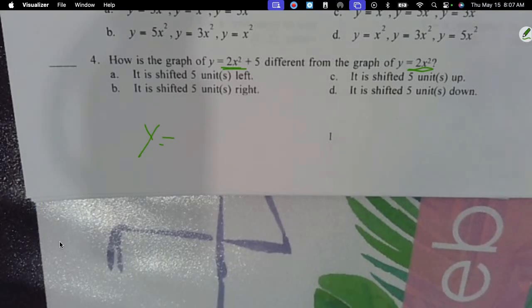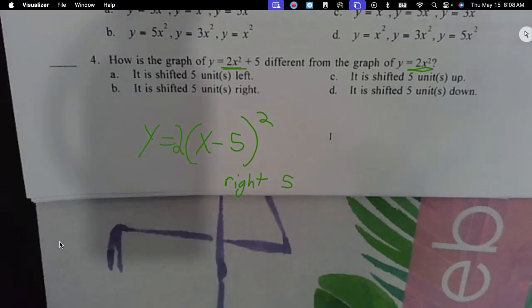So this would move it, I forgot my 2, minus 5. This is going to move it right 5, if it's with the X. If I moved it left 5, I would have put a plus sign right here. If I moved it down 5, I would have put a minus 5 right there. But I'm going to show you.